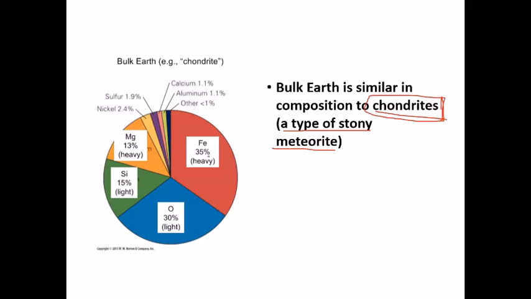So this is the breakdown of Earth's composition. It's very similar to that of a stony meteorite. It's 35% iron, 30% oxygen, 15% silicon, 13% magnesium, and the fifth one is actually nickel, which is in the core, then sulfur, calcium, aluminum, and all the other stuff is less than 1%.